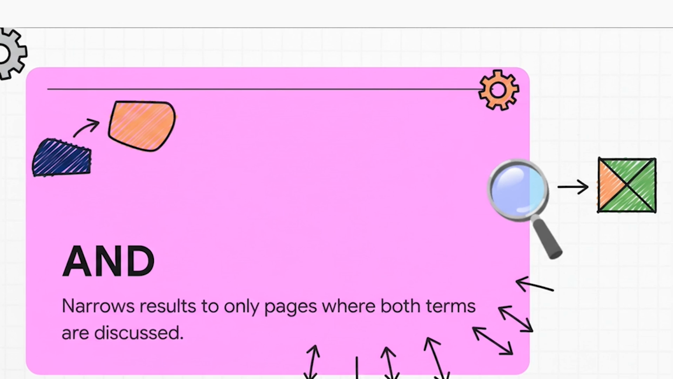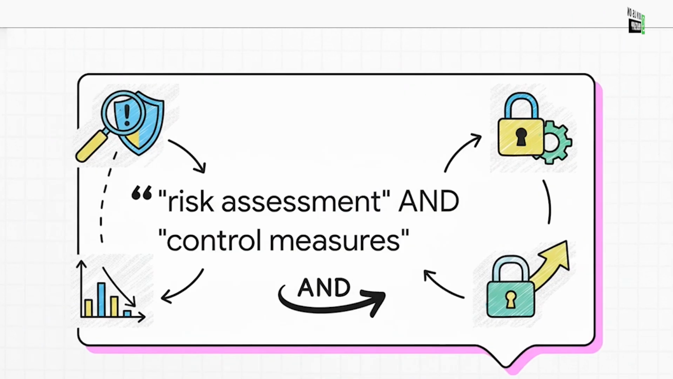And here's where it gets really cool, because we can start combining our tools. See this? We're searching for the exact phrase "risk assessment" in quotes AND the exact phrase "control measures." This means Google will only give us pages that talk about both of these things. It's a fantastic way to really start narrowing your focus with incredible precision.